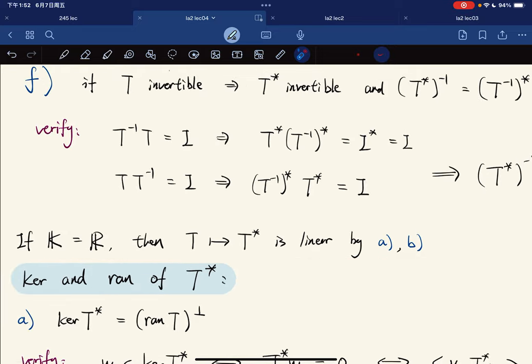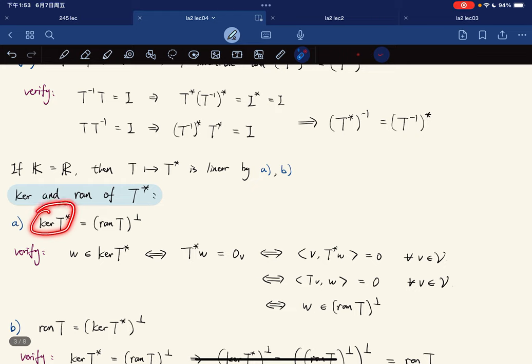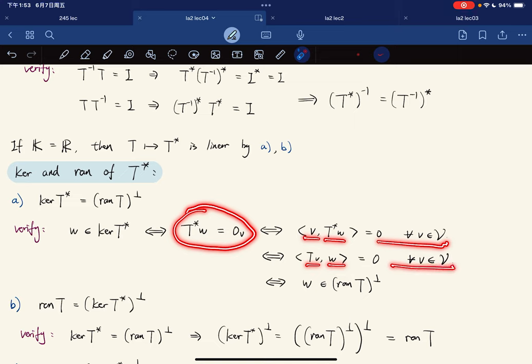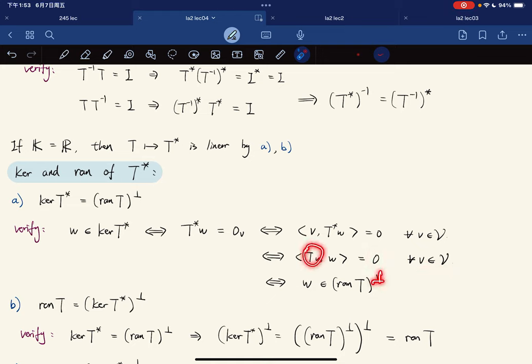And now we're going to study the kernel and range of the adjoint map. The kernel of T star is the range of T perp. Why? Because W is in the kernel of T star if and only if T star W is equal to zero in V. If this is true, then the inner product of V with T star W is equal to zero for any V, which means that TV, W is equal to zero for any V. Which means that this W has inner product zero with TV for any V, so W belongs to the perp of the range of T. The reverse direction is left for you to verify.